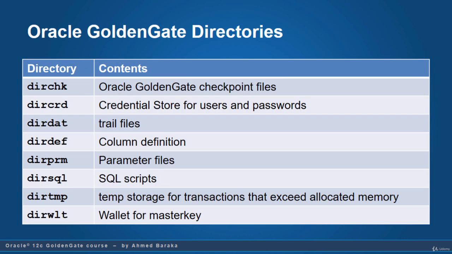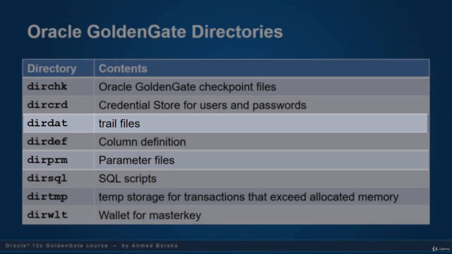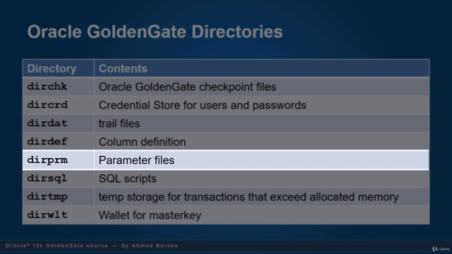After you install Oracle GoldenGate, some subdirectories will be created. It is useful to be aware of some of those subdirectories because they contain important information. Here I'm showing a list of the most commonly used subdirectories in Oracle GoldenGate. Probably the most important subdirectories that you should be aware of at this stage are the dirdat subdirectory, in which the trail files are saved, and the dirprm subdirectory, in which the parameter files are saved.